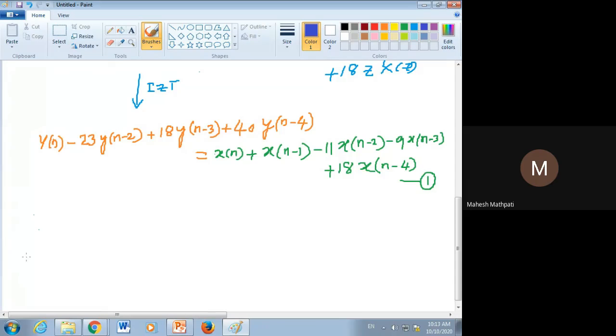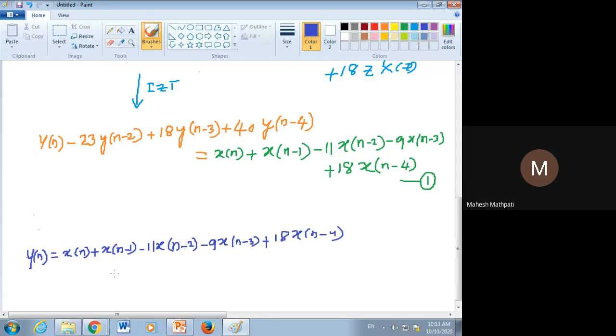So we will write finally, y of n is equal to, we'll write x of n terms as they are first. So x of n plus x of n minus 1 minus 11 x of n minus 2 minus 9 x of n minus 3 plus 18 x of n minus 4.